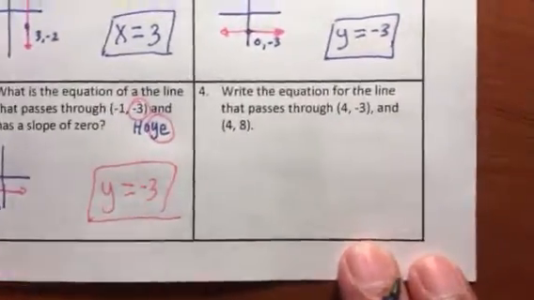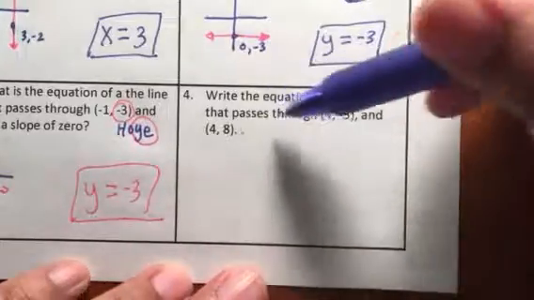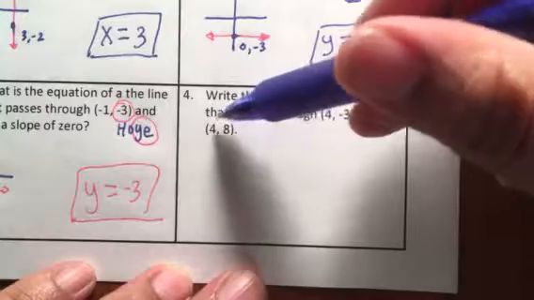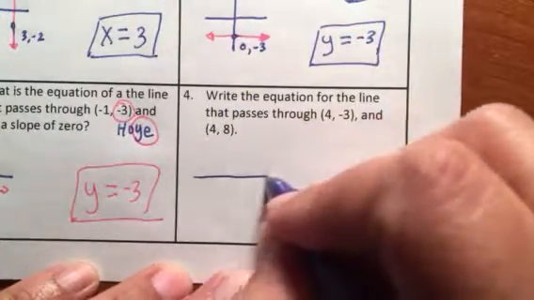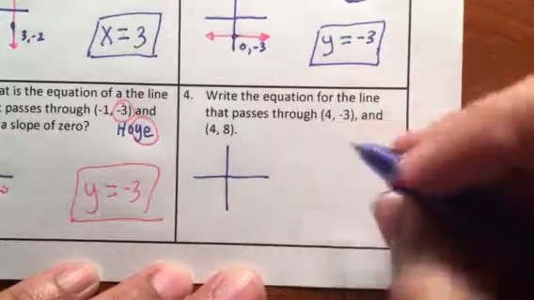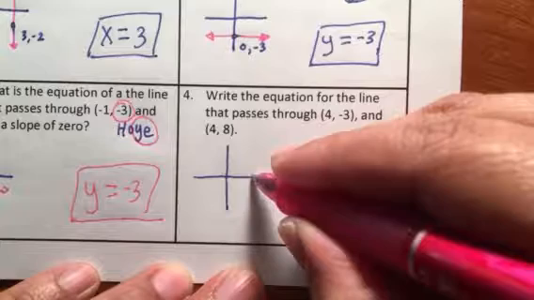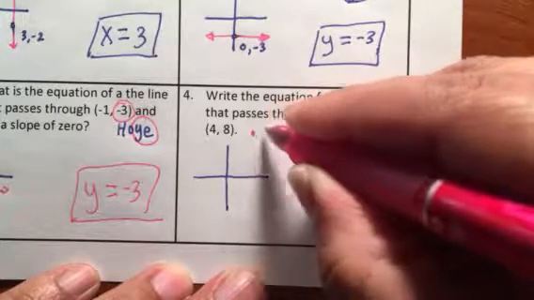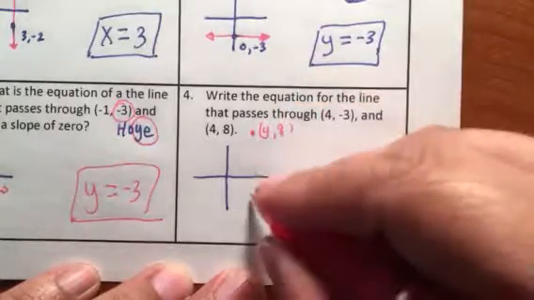Okay, last problem. So we're going to write the equation of the line that passes through 4, -3 and 4, 8. So again, these are rough estimates. So I have 4, -8. I'm sorry, 4, 8. We're going to call that 4, 8. And then we have 4, -3.